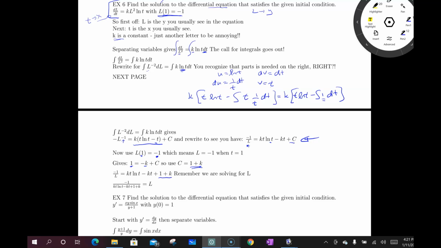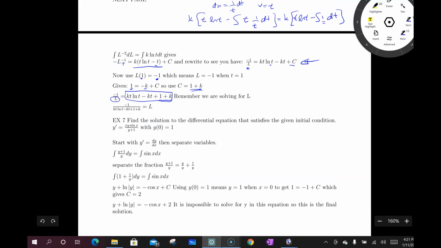And then remember, we're solving for the L. So I'm just going to cross multiply by the L, and then I'm going to put all of this in the denominator, right? Multiply by the L and divide by all of that. And that's as simple and as pretty as it gets.